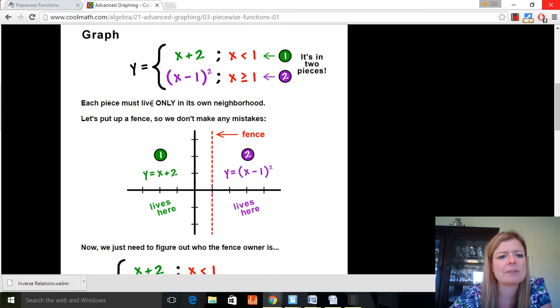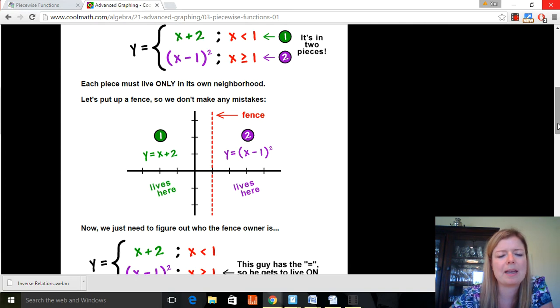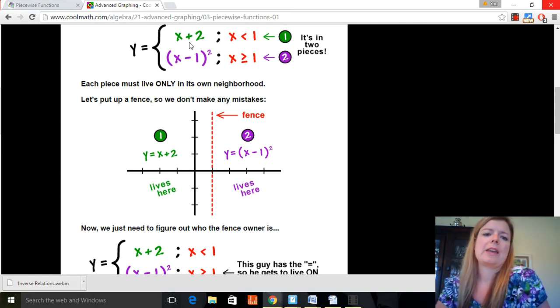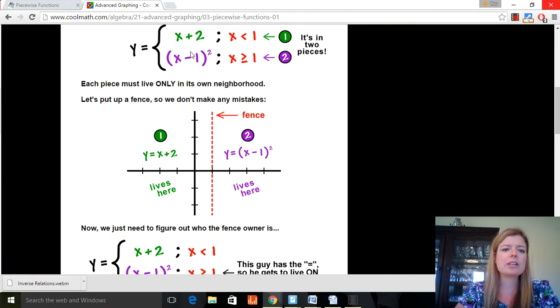So each piece must only live in its own neighborhood. Let's put up a fence so we don't make any mistakes. So the fence is going to be at x equals 1. Okay, because that is the x value that separates this part of the function from this part of the function. So x plus 2 lives on the left side of the fence, and x minus 1 all squared lives on the right side of the fence.